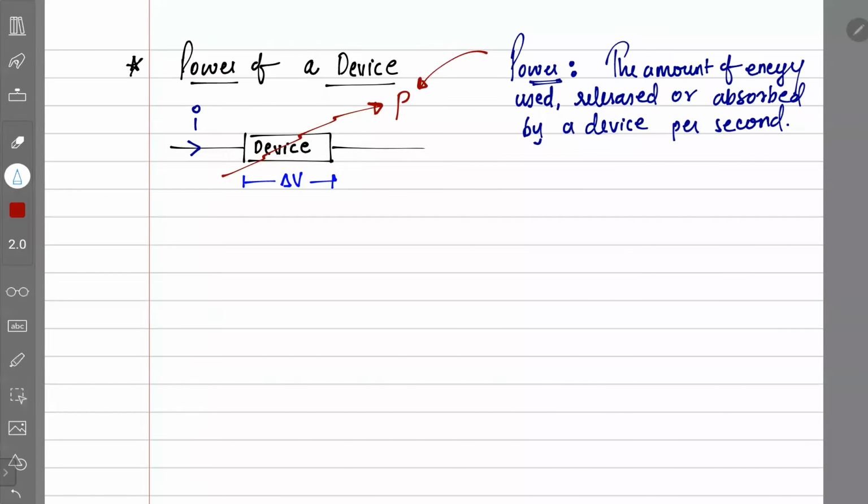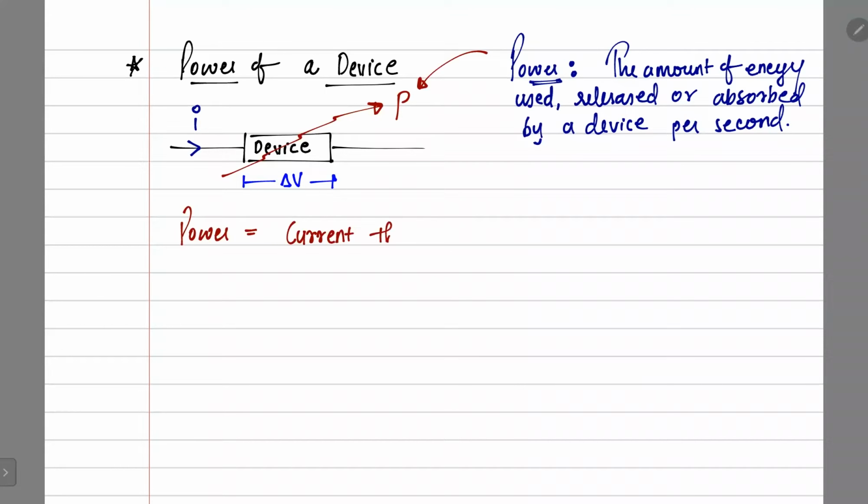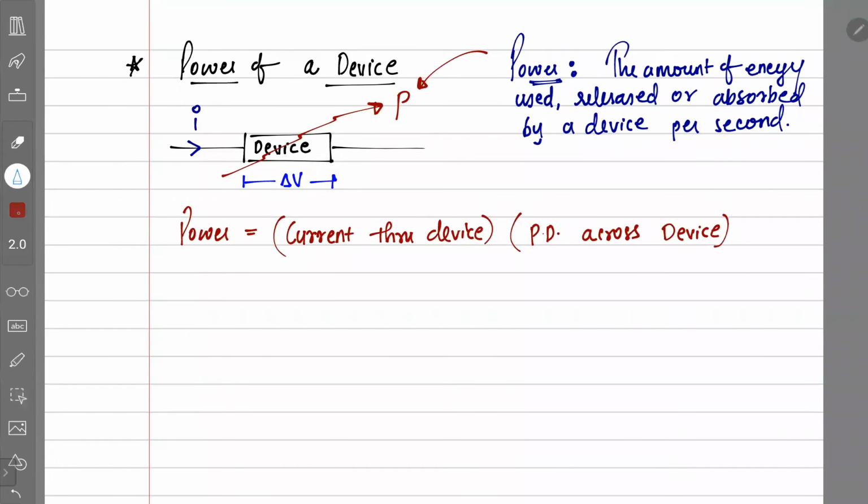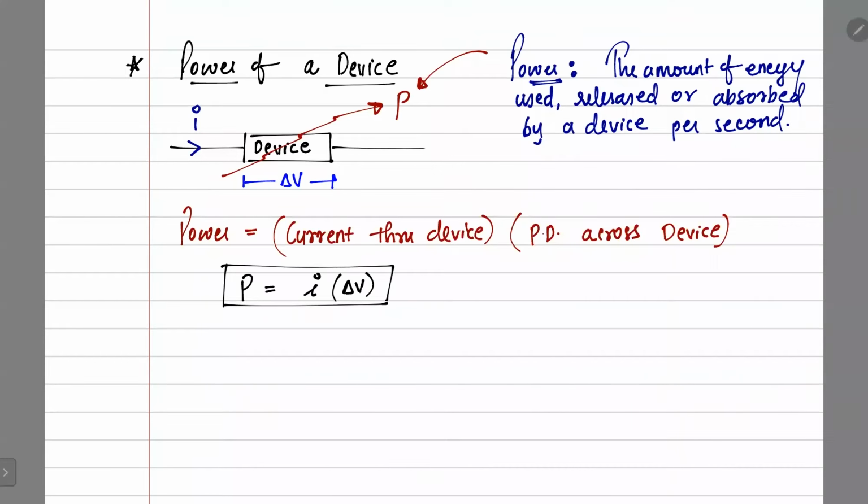Then the definition of power is given as current through device multiplied by potential difference across device. That is the definition of power. This makes me come to the formula, that is P is equal to I multiplied by delta V. That is the formula for power.